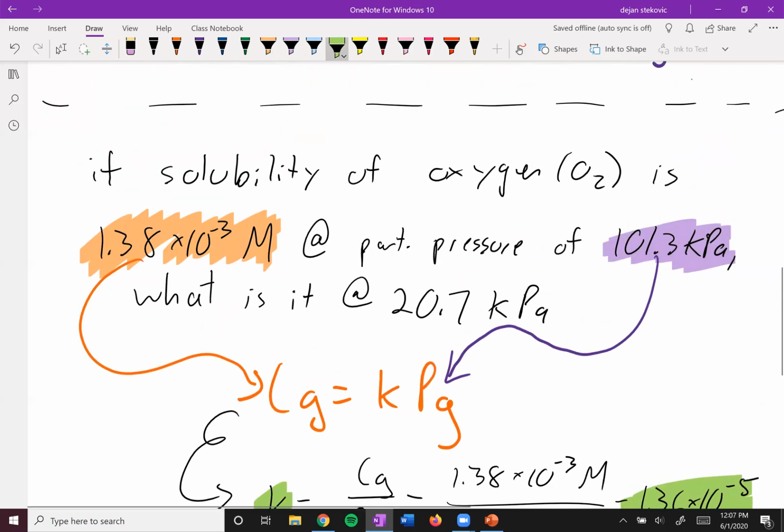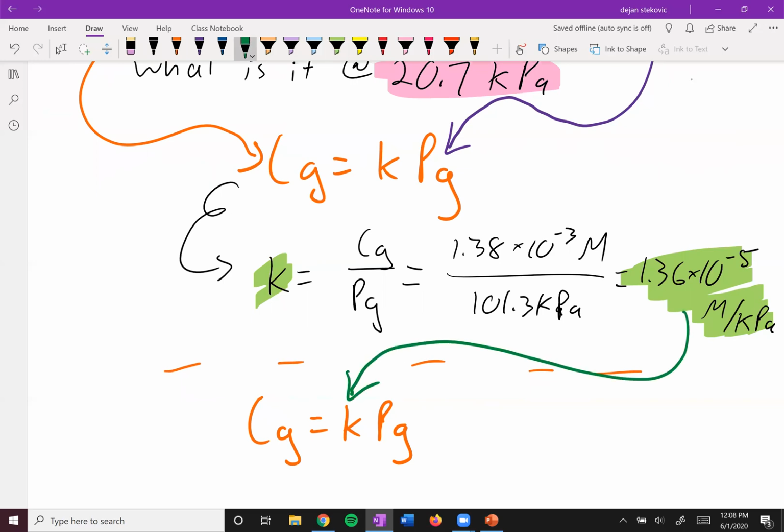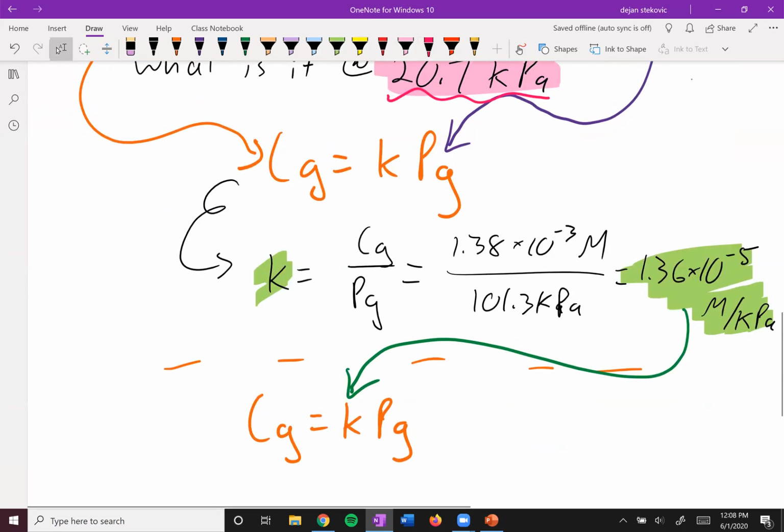Now notice the question asks, what is the solubility at 20.7 kilopascals? So we have to rewrite our equation here. Again, Cg equals K Pg. Now we have our K, so we can plug it right in. And then we have this 20.7, which is our new pressure, so we can plug that into this Pg.